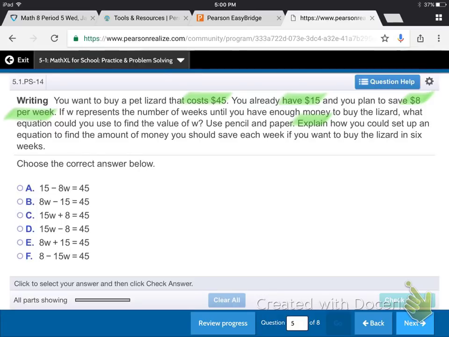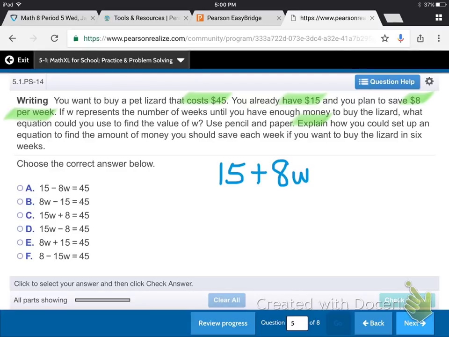We have $45. And we are saving, which means we're adding to that. Oh, no, my bad. Let me go back. How much do we have? We have $15, my bad. And we are planning to add to that or save $8 per week. Per means multiply. So 8 times the number of weeks that we save will be the total that we save.